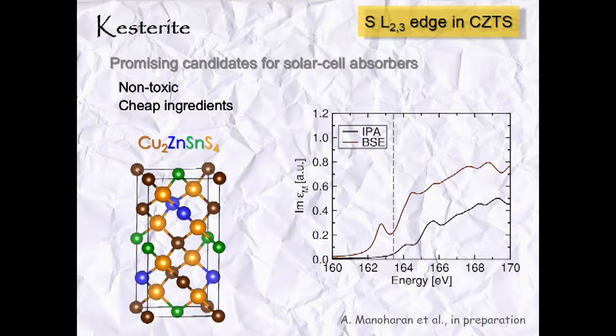So, kesterites are interesting because they are non-toxic and they have cheap and abundant ingredients. So it's copper, zinc, tin, and sulfur, and probably remember the color code because I will use it also in the next transparencies. Okay, so what you see here on the right-hand side is the L23 edge.